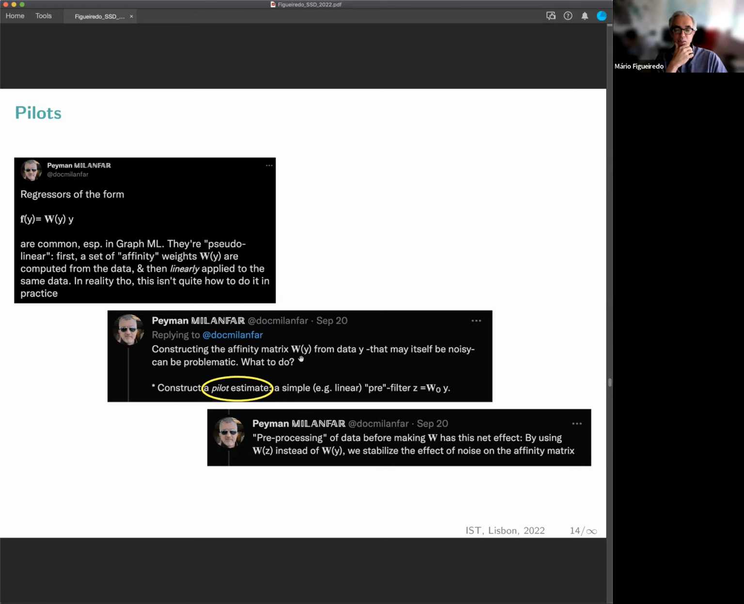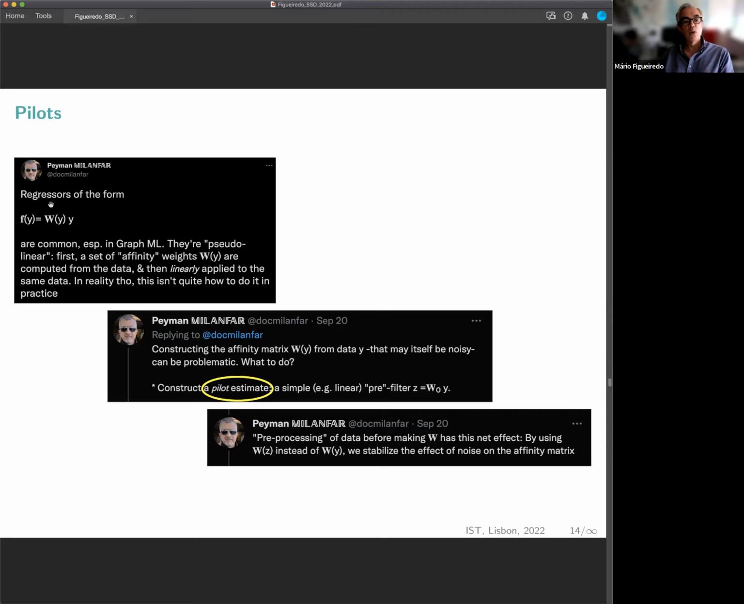This is an old technique. He was just explaining it, and I think this is a clear explanation that explains what this notion of pilot estimate is. So he's wearing pilot shades. That's not why it's called a pilot estimate.